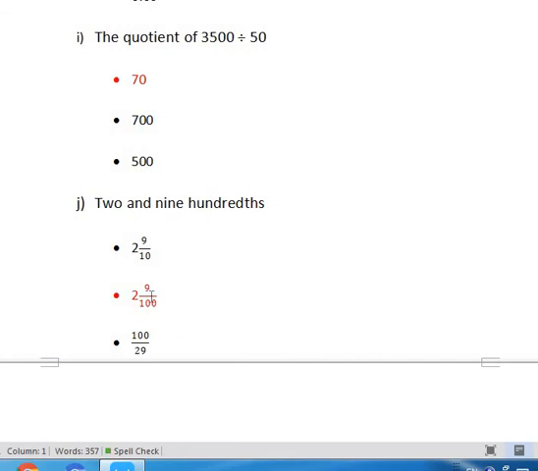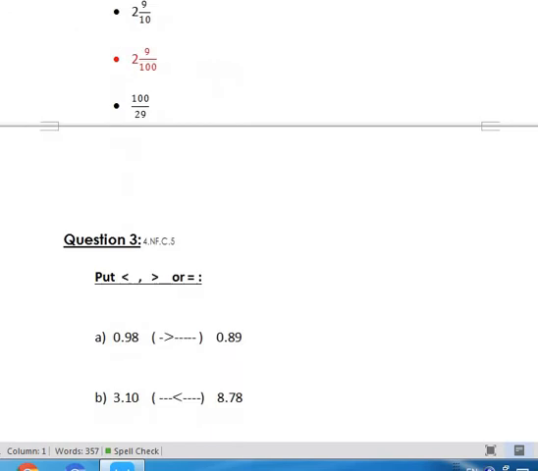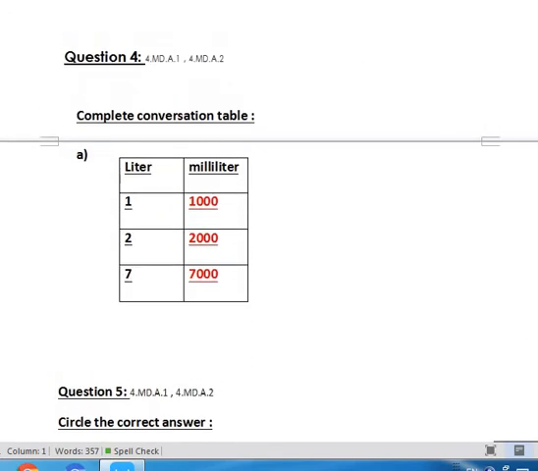Okay, here I have 2 and 900ths. We have covered this. And here 1 liter, do you remember, equals how many milliliters? 1,000. So we are going to multiply each time by 1,000.